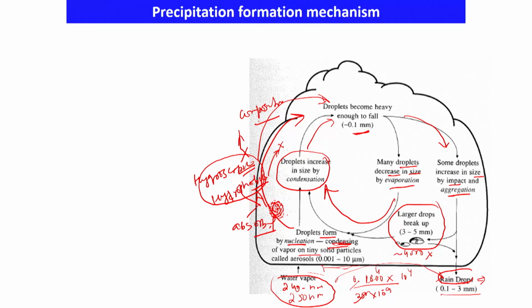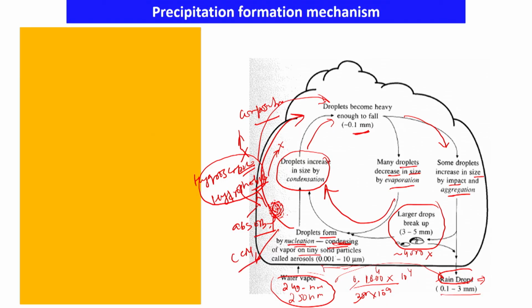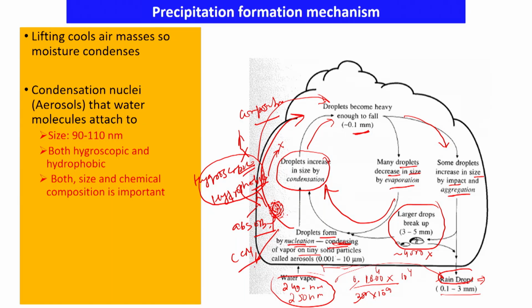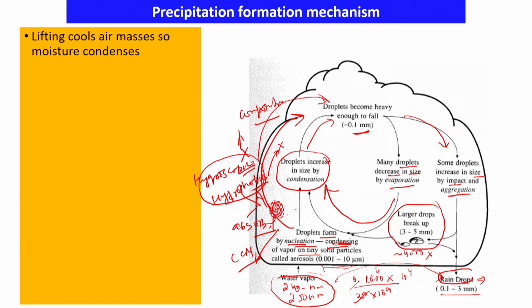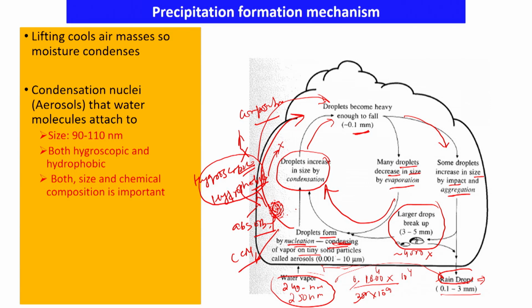So there are two parameters: the size of the pre-existing aerosols, which we generally call CCN, cloud condensation nuclei, and this size becomes very important. The size of the CCN and the composition become very important. What happens is that lifting air cools air masses, so moisture condenses on them, and cloud condensation nuclei are aerosols that water molecules attach to.